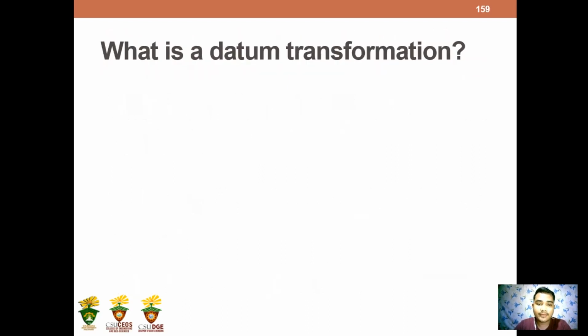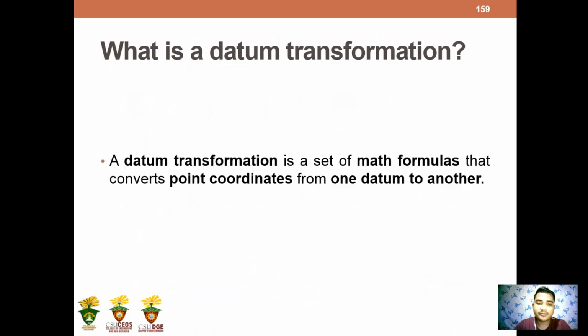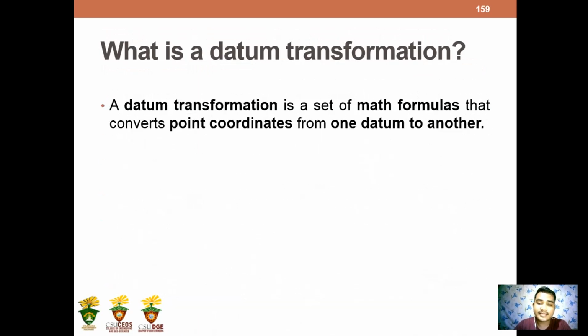So what is datum transformation? A datum transformation is a set of math formulas. So mathematics formula itong gamiton that converts point coordinates from one datum to another. Diba? Since lahi-lahi tag ellipsoid, lahi-lahi tag reference, so dili gid magkaparehas ang atong mga coordinates. So therefore, naani siya si datum transformation nga kinalang to i-convert or i-transform gikan sa isa ka datum from one datum to another datum.